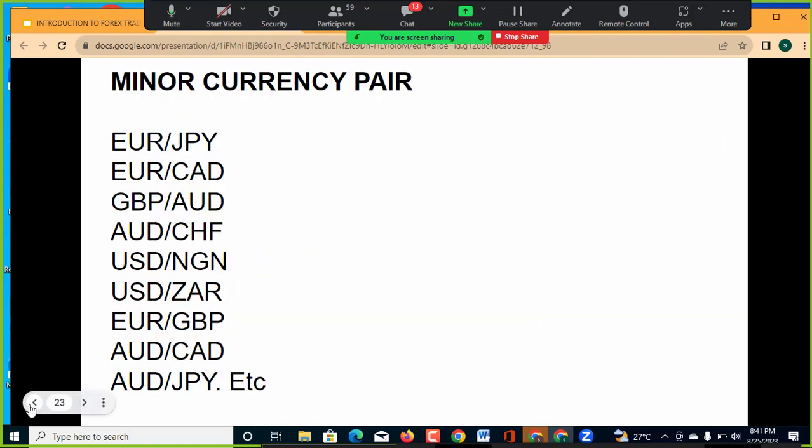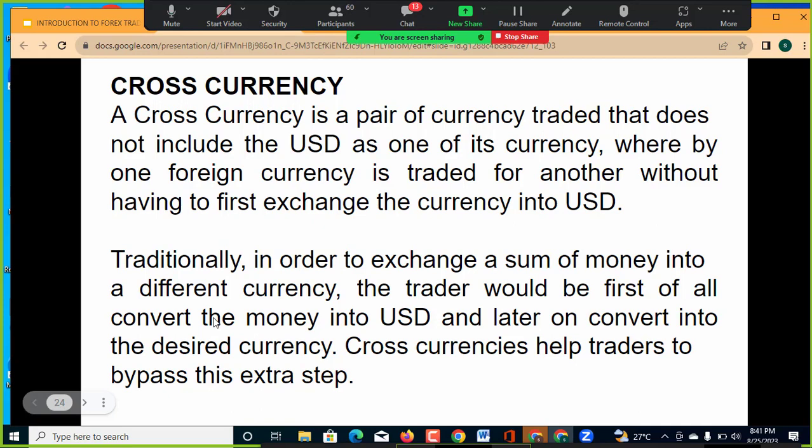So we have what we call cross currency. A cross currency is a currency pair traded that does not include the US dollar as one of its currencies, whereby one does not have to first convert into US dollars to trade it. There's one thing I talked about before: before you make cross-border transactions, you must convert your money to US dollars and then do that transaction. In the forex market, this is also called cross currency, so to avoid that, you can convert your money directly to every other currency without converting to the US dollar first.